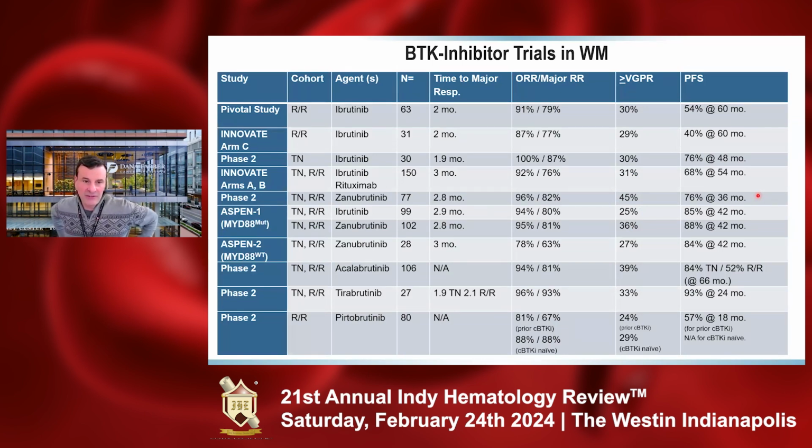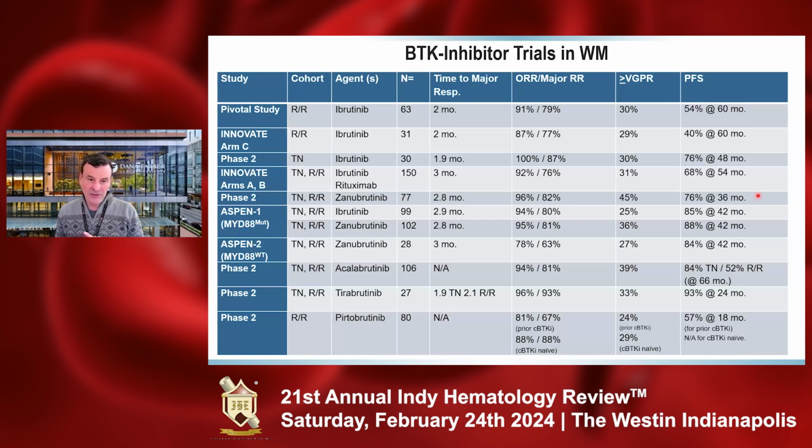Now, what you'll see in this slide, it's a very complex slide, but it shows you what these kind of discoveries can do. They can trigger a lot of clinical trials. In this case, BTK inhibitors, ibrutinib, zanubrutinib, acalabrutinib, tirabrutinib, pirtobrutinib. All these were trials done in Waldenstrom patients. And what we learned from these trials is that BTK inhibitors are in fact quite active.